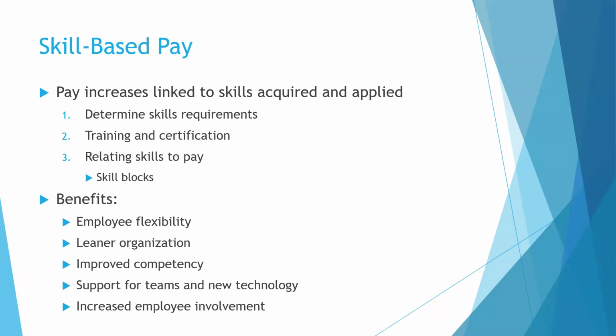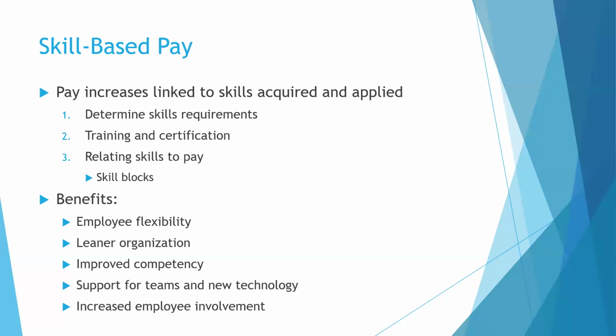This links your pay to the skills that you've acquired and applied. Often, skill-based pay is kind of for manufacturing, whereas competency-based pay may be for professionals, for example, but they're really the same thing. So you could call your system one or the other depending on what you wanted to do.